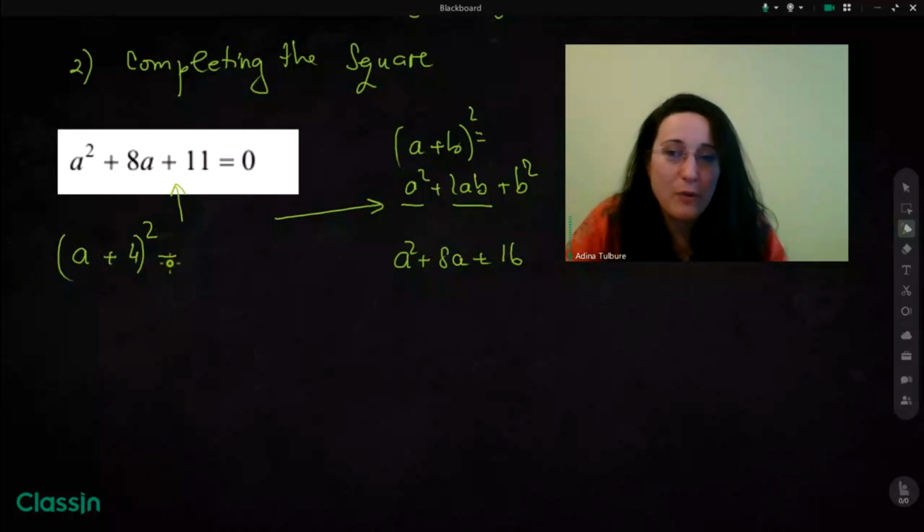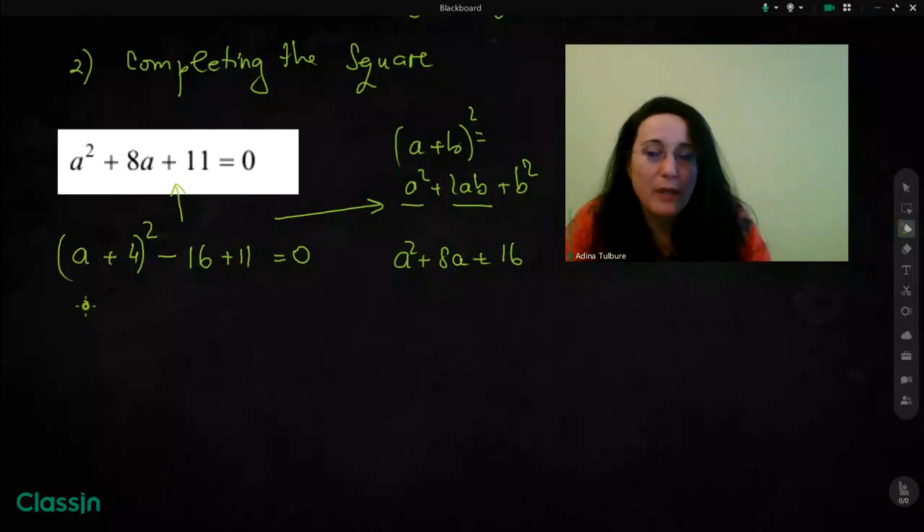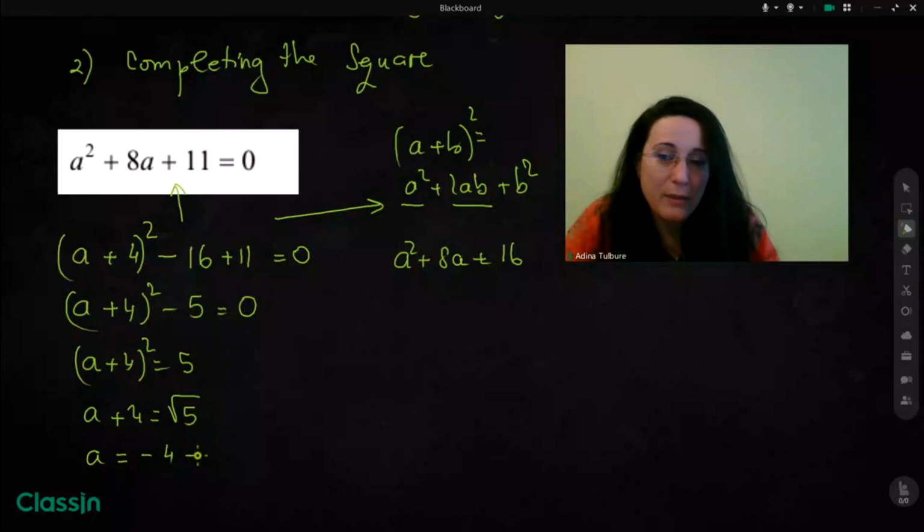So therefore, this is what I'm going to do. I'm going to do a plus 4, everything squared. Then I will take away the 4 squared, that's 16 that I don't have there. And then I will add the 11, and that will equal 0. So it will be a plus 4 squared minus 5 equals 0. Therefore, I can rewrite it as a plus 4, everything squared, equals 5. Therefore, a plus 4 will be root 5. So a will equal either minus 4 plus root 5, or minus 4 minus root 5.